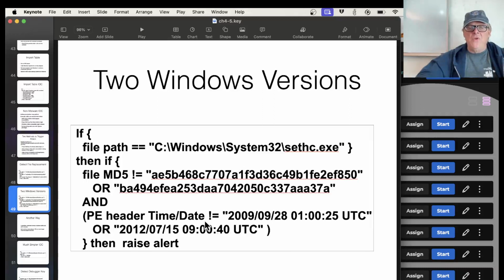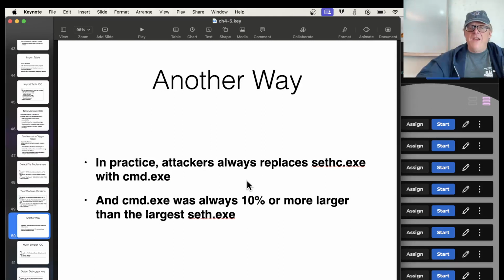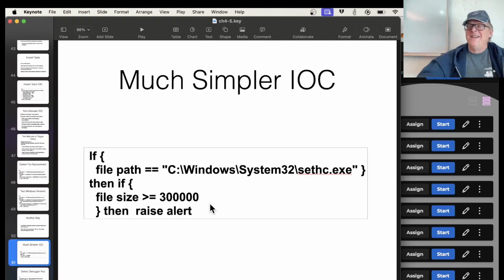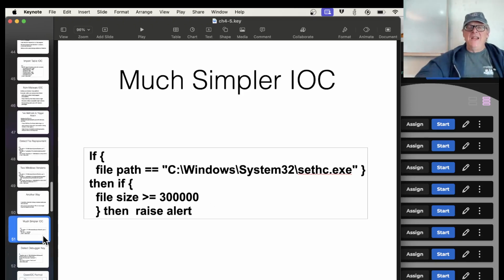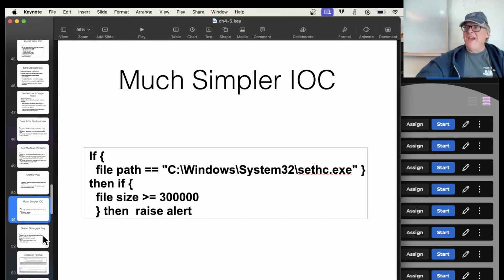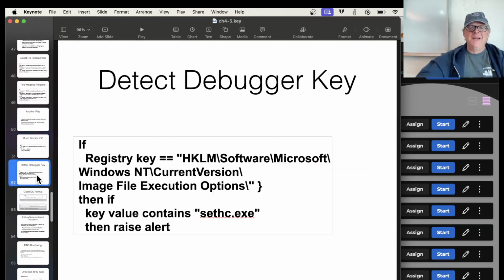You know, if it's this or the PE header time and date, that sort of thing. Another way would be to just notice if it has the wrong file size. CMD is bigger than SethC. This would be a whole lot easier. Whatever, this thing should really be SethC. If it's bigger, that's bad enough. That would probably be a much more practical way, that even if it's not CMD, whatever it is, something bad is going on here.